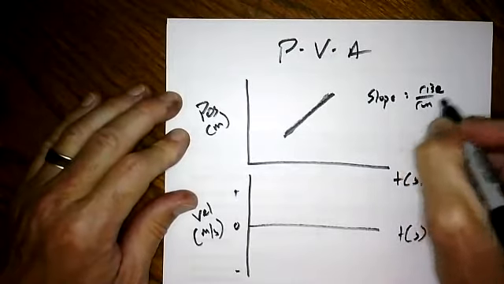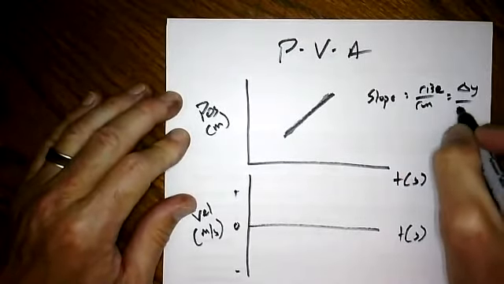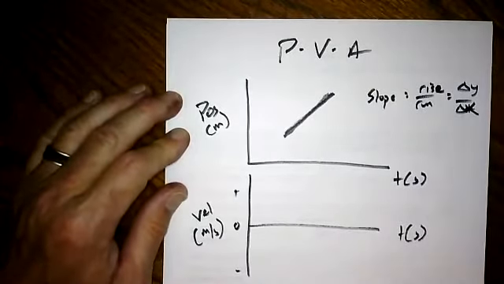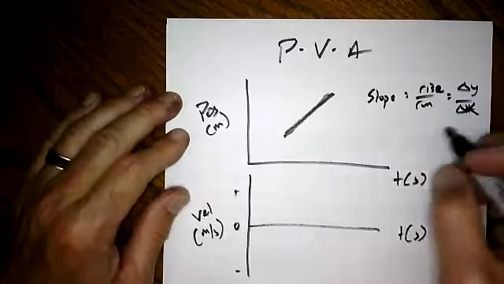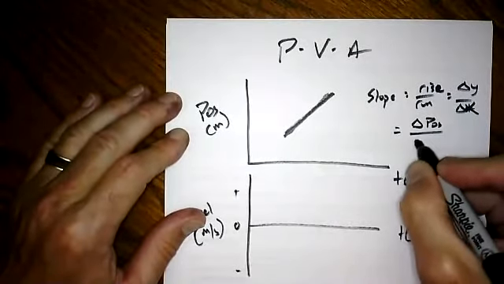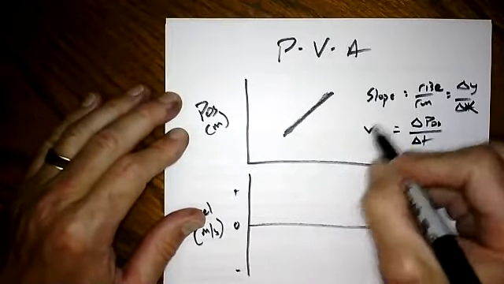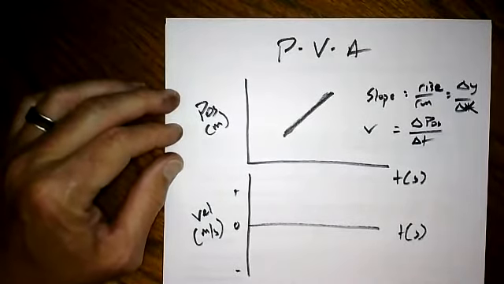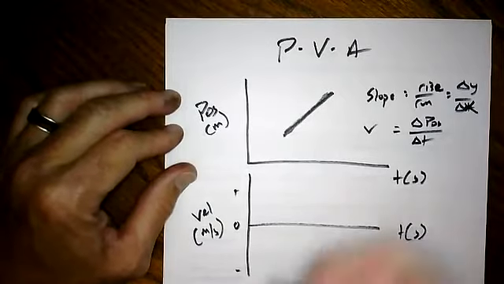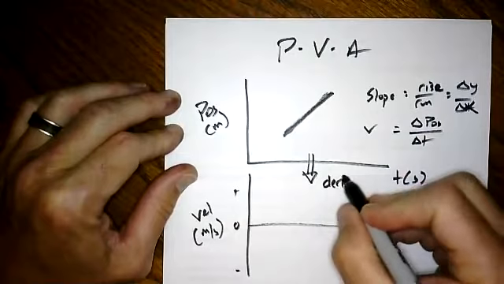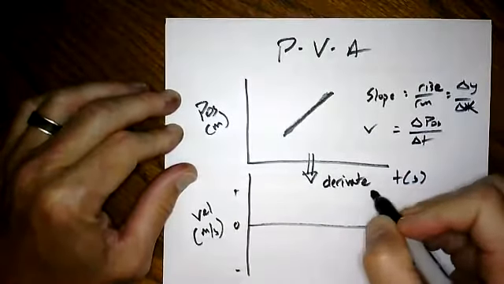Rise over run, or change in the y-axis over the change in the x-axis. Writing time there: change in y is change in position over change in x, change in time. That's velocity. So everything we know about velocity can be determined from the position versus time plot. And what we do is we take the derivative, that's what this means, to determine velocity.